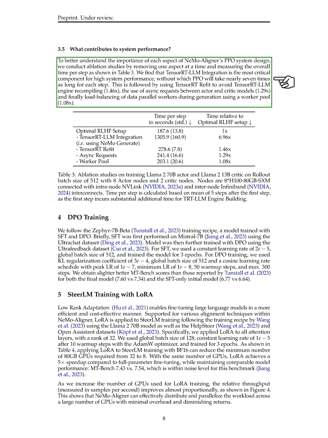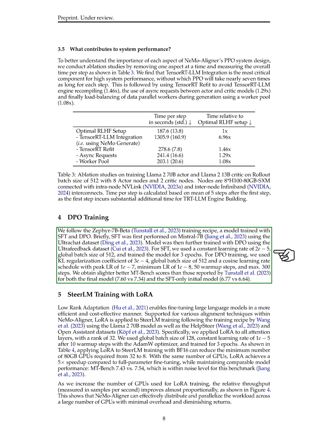Following that, using TensorRT refit, asynchronous requests between actor and critic models, and load balancing data parallel workers also played important roles in improving performance. For DPO training, we followed a specific training recipe using SFT and DPO on different datasets. We adjusted learning rates, batch sizes, and training durations to optimize the models. Our final models showed slight improvements in MT-Bench scores compared to previous models.